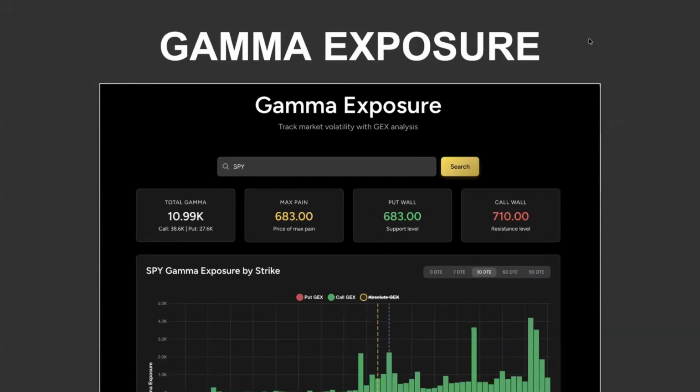Not only that, we have gamma exposure. This is one that I used way back in the day, probably closer to 2019 is when I used more of the gamma exposure, mainly Max Pain.